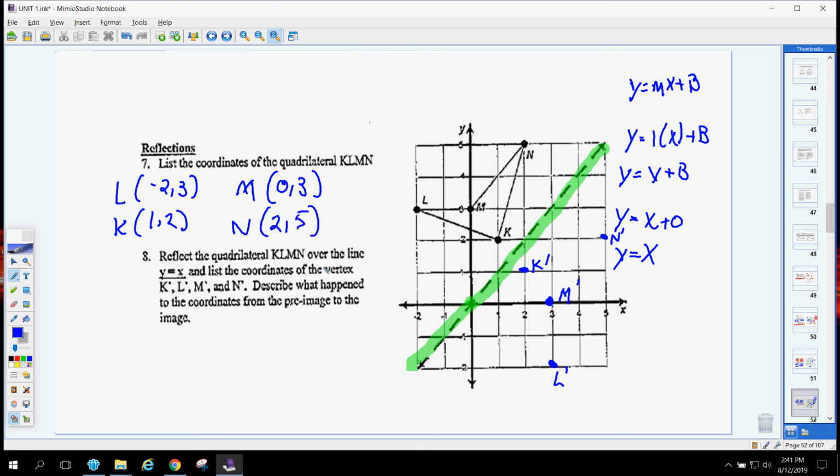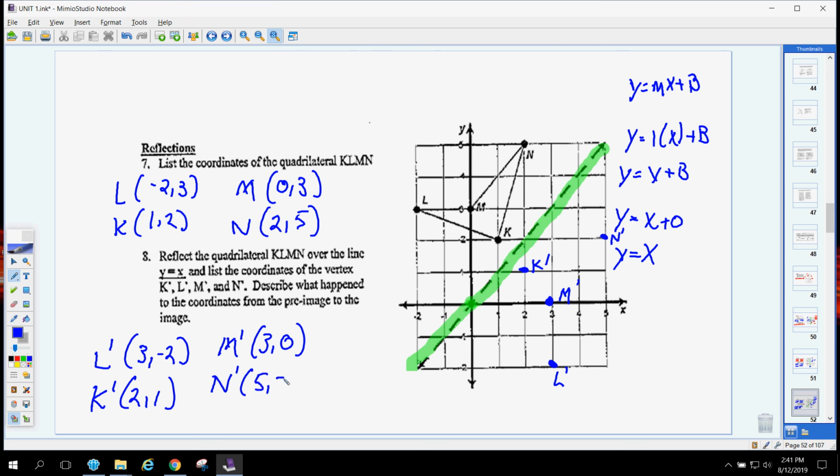Now, what changed when we go to our primes? Well, when reflecting over the line y equals x, let's see what changes. So L prime now is over 3 and down 2. So it's 3, -2. K prime is 2, 1. M prime is 3, 0. And N prime is 5, 2.